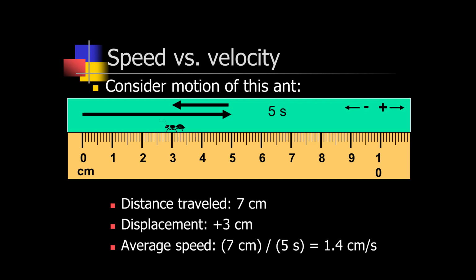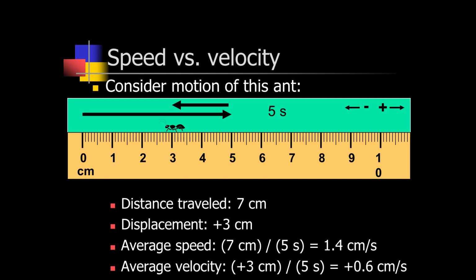So what is the speed of this ant? That will be 1.4 centimeters per second. And what about the velocity? Velocity is equal to displacement divided by time. So we will divide plus 3 over 5. You can see over here, speed is different, velocity is different. Speed is 1.4 centimeter per second, but velocity is 0.6 centimeters per second. These two are again different things.